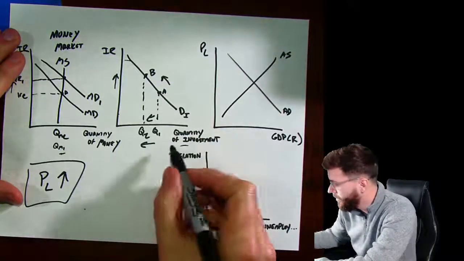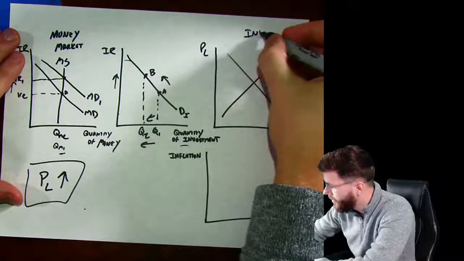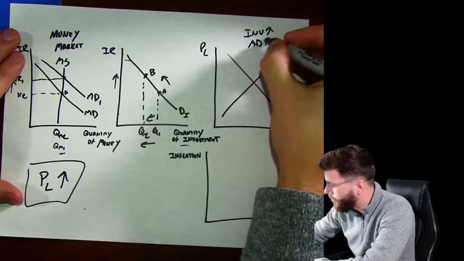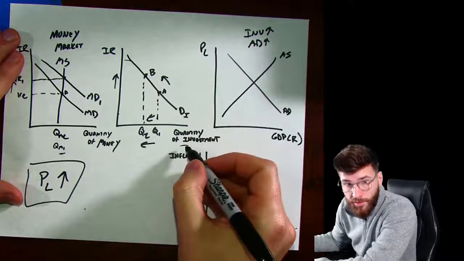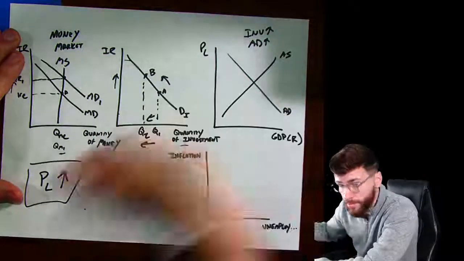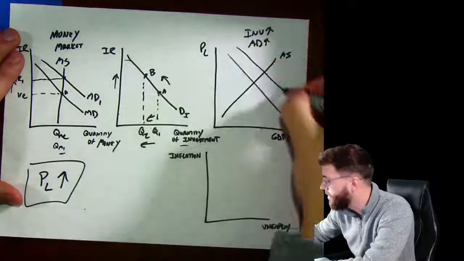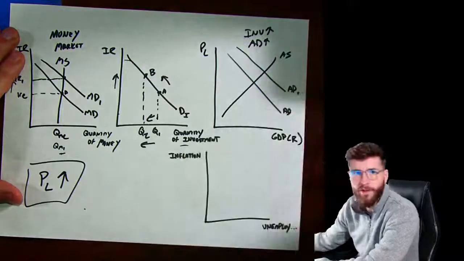We know that if investment increases, aggregate demand has to increase. Businesses are taking on more loans. They're going to use more loans to buy more goods. They're going to demand more goods. So aggregate demand is going to increase, and then you just read your graph.